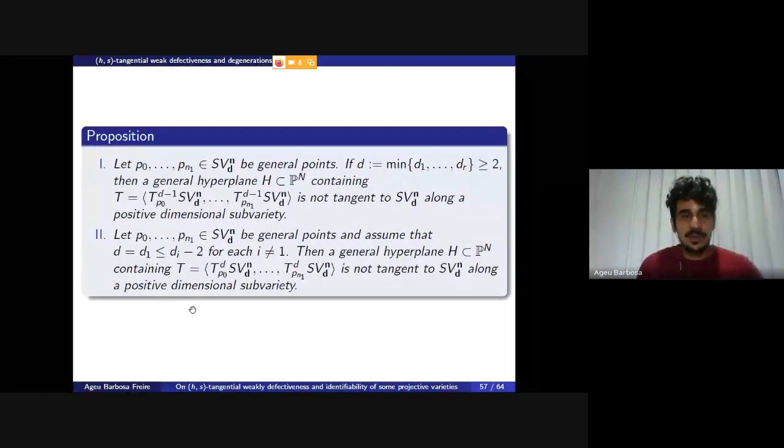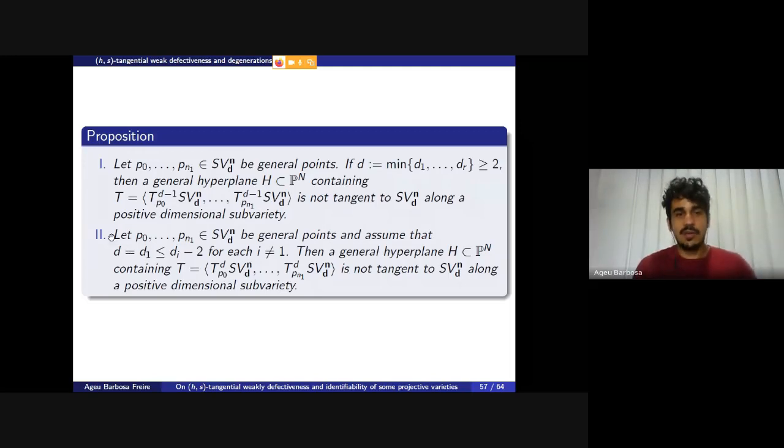Now we prove this proposition using explicit computations, and we prove that in the first case, if we take a Segre variety, d is the minimum between the di's, and moreover this d is greater or equal than 2, if we take a general hyperplane H which contains this linear span here, which I'm denoting by T, we prove that this hyperplane, which is general, is not tangent to the Segre variety along a positive dimensional subvariety. This is exactly one of the conditions of our theorem.